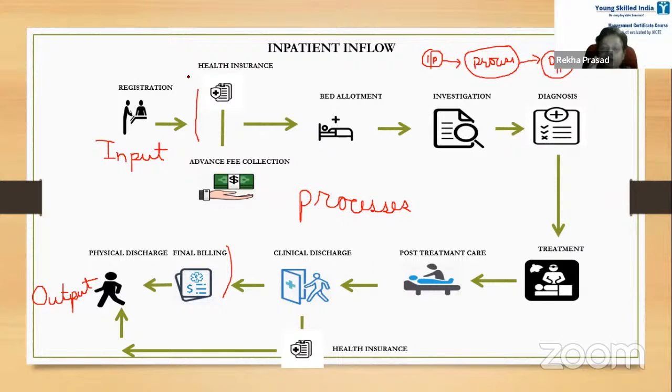So anything which does some processing on the input, and the final output is better than the input, then you say it is an example of an operation. It can be anywhere, whether you are producing something or whether you are doing some service. So here it is a service organization.